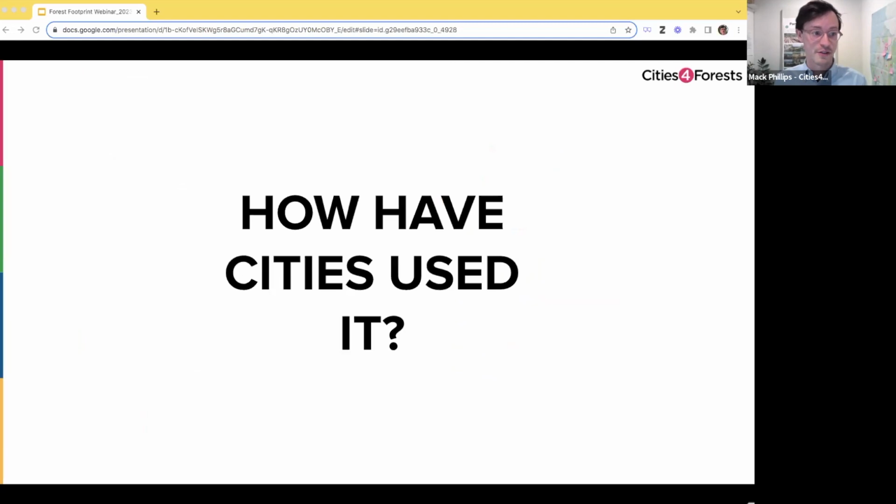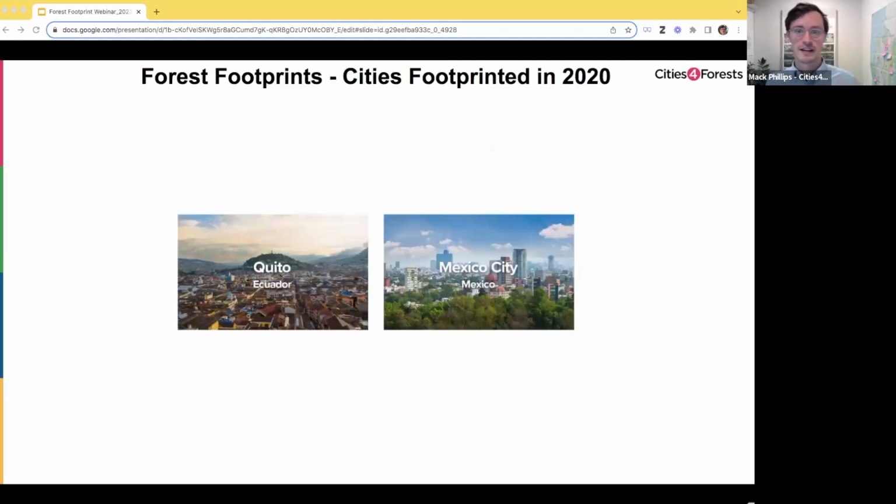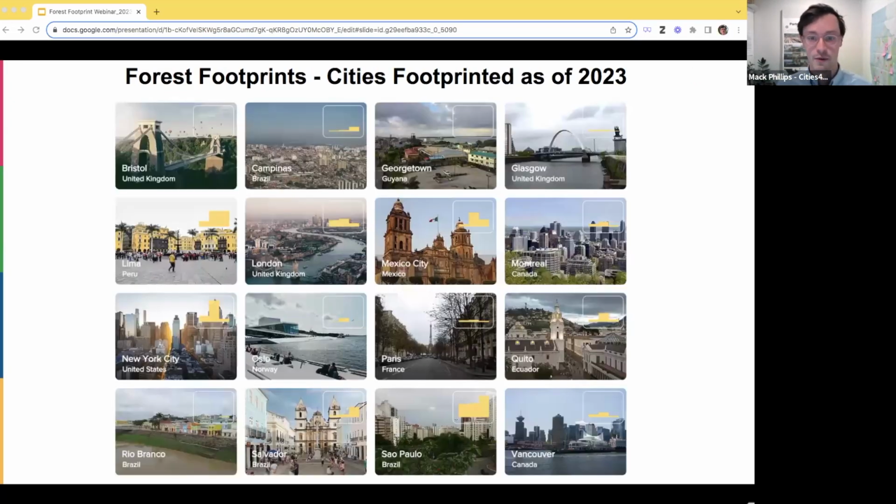So how have cities used it? As Scott said, this was an early project within a Cities to Forest initiative. First, back in 2020, when we first developed this methodology, we worked with 2 cities, Quito and Mexico City, to footprint them. Now we have footprinted more than 16 cities that we have available on the website.